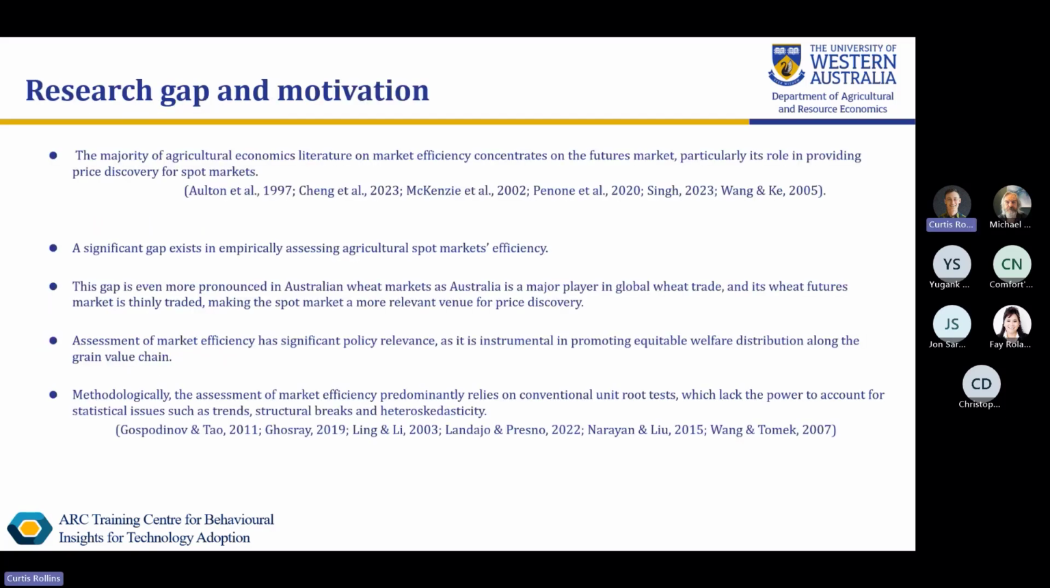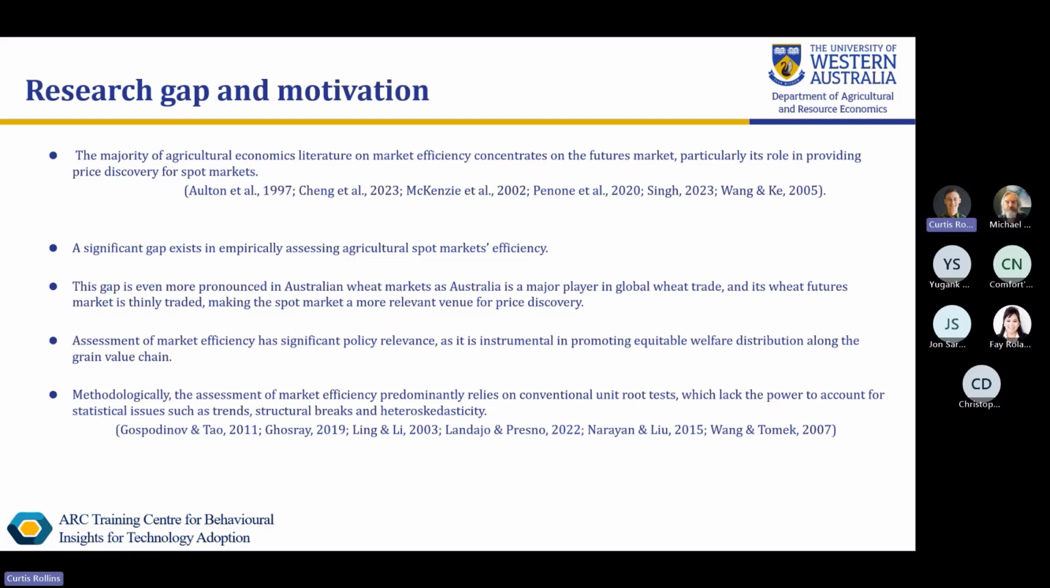When I surveyed the agricultural economics literature, most of the literature focuses on the efficiency of futures markets, especially for the ability to unbiasedly and efficiently predict the cash price or spot prices. But there is limited literature assessing the efficiency of spot markets. This gap is even more pronounced in the Australian context because Australian wheat or Australian grains are thinly traded in futures markets, and the spot markets themselves are the source of price discovery for Australian grain and Australian wheat.